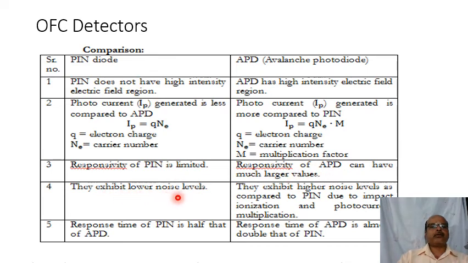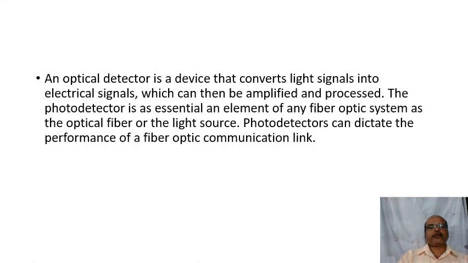PIN diodes exhibit lower noise levels. APDs exhibit high noise levels. Response time of a PIN is half that of APD. Response time of APD is almost double that of the PIN. So mostly avalanche photodiodes are preferred in optical fiber communication, because there is carrier multiplication in an avalanche photodiode. In the lecture we have taken details of that.